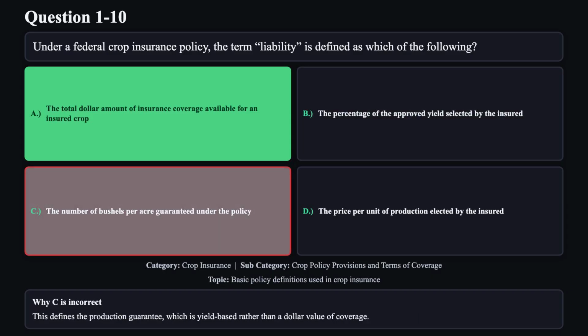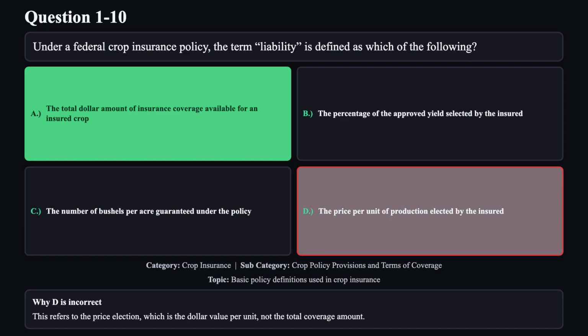Reason C is not correct. This defines the production guarantee, which is yield-based rather than a dollar value of coverage. Reason D is not correct. This refers to the price selection, which is the dollar value per unit, not the total coverage amount.